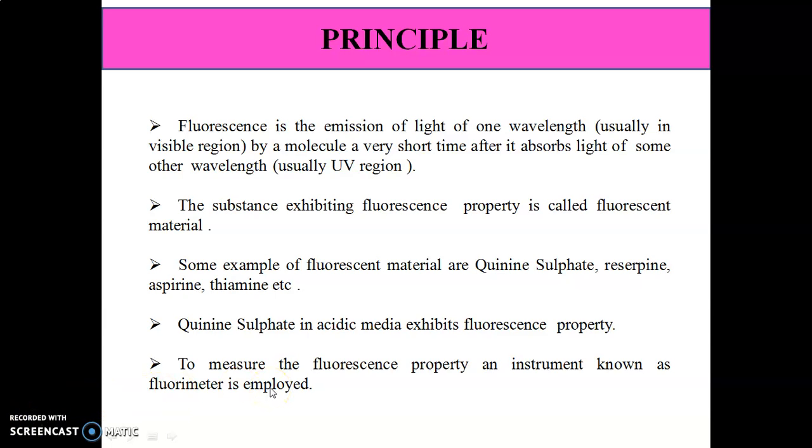Some examples of fluorescent materials are quinine sulfate, reserpine, aspirin, thiamine, etc. Quinine sulfate in an acidic medium exhibits fluorescent property. So, for the measurement of the fluorescent property, a fluorometer instrument is employed.